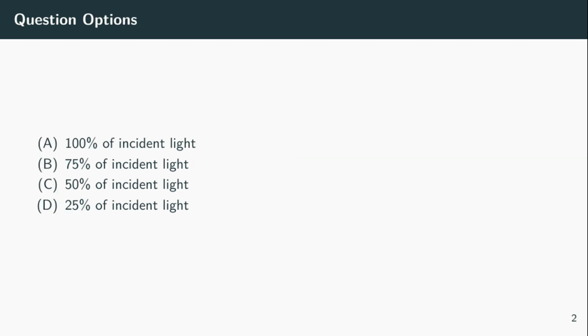And here are the options provided for us. A. Is it 100% of the incident light? B. Maybe it's 75% of the incident light? C. Or perhaps 50% of the incident light? D. Or is it 25% of the incident light? Let's figure out the correct answer.